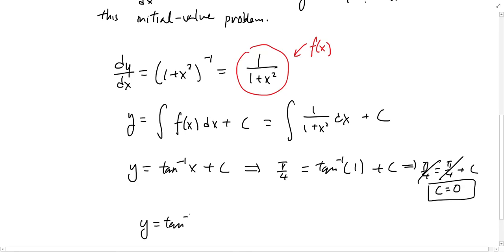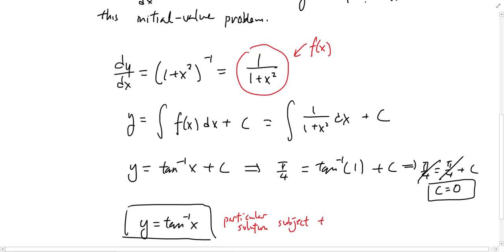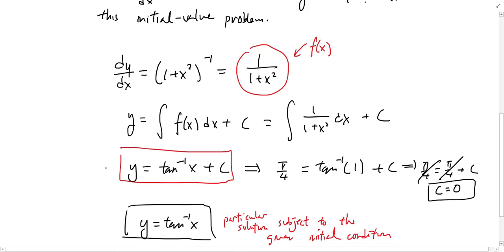y equals tangent inverse of x. So this function not only satisfies the differential equation, but at the same time satisfies the initial condition. And therefore, this is considered to be a particular solution, in this case, subject to the given initial condition. And then what is this right here? This is often referred to as a general solution.